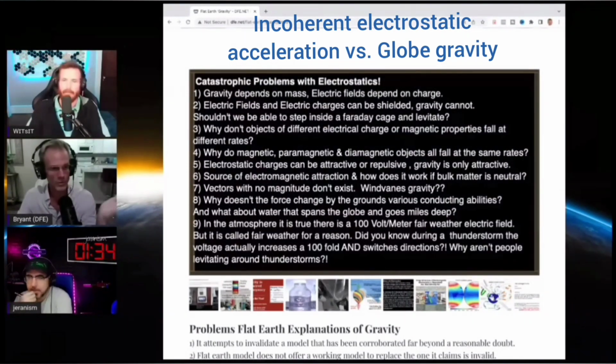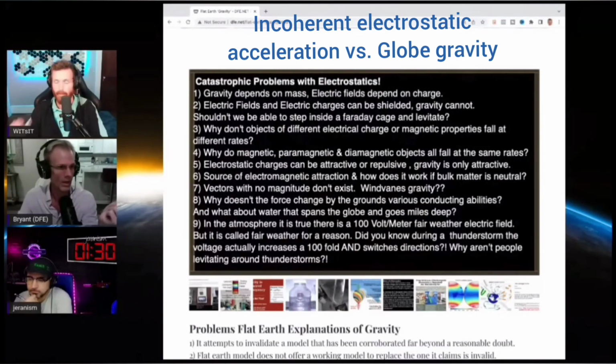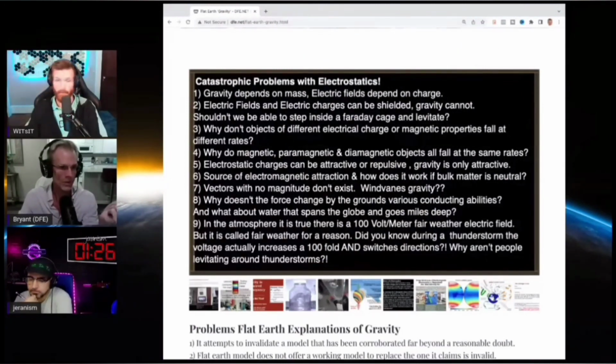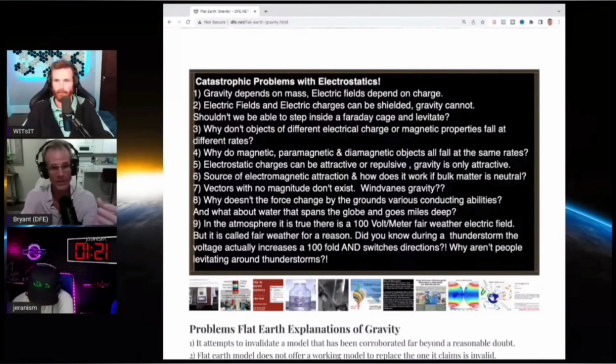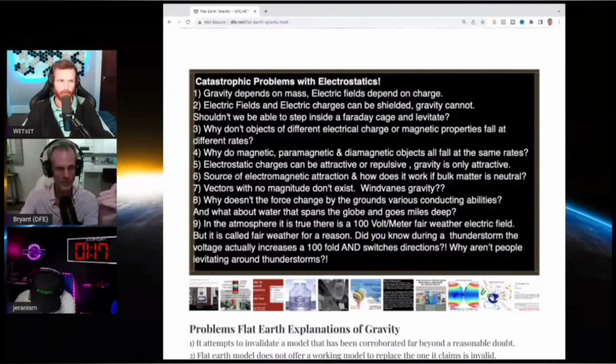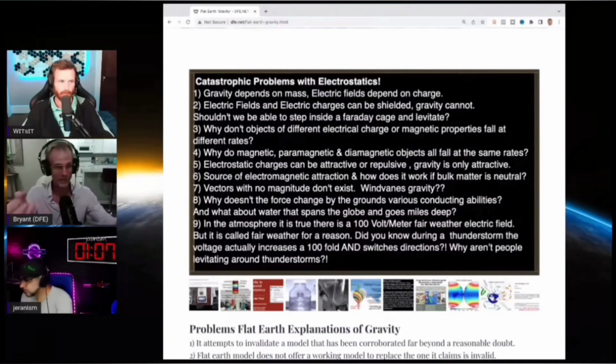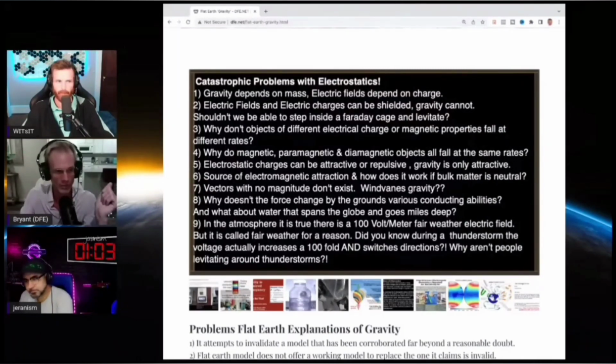Shouldn't we be able to step inside a Faraday cage and levitate? I mean, it doesn't. We can shield electric charges. Why don't objects of different electrical charge or magnetic properties fall at different rates? We know this: different diamagnetic, and different conductors versus insulators. In electric fields, they would have forces acting on them in different ways. And again, why do magnetic, paramagnetic, and diamagnetic objects all fall at the same rate? You can get a magnet or a non-magnetic object, and gravity will pull them down equally every time.